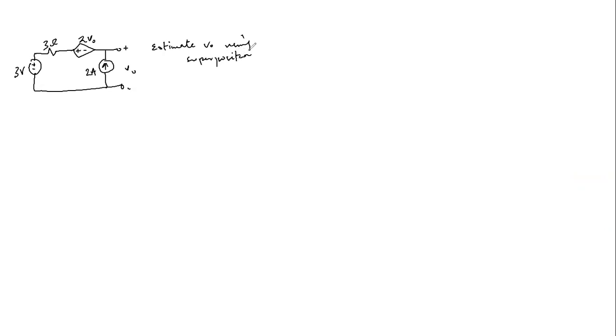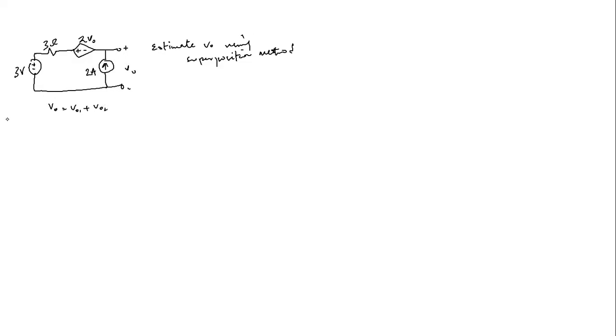superposition method. Now note that nodal analysis can be used here. Okay, and should we consider this as a super mesh? Then mesh analysis could also apply. Now that we want to apply the superposition principle, we have two independent sources. So our resultant voltage V0 is going to be the sum of the partial voltage values.